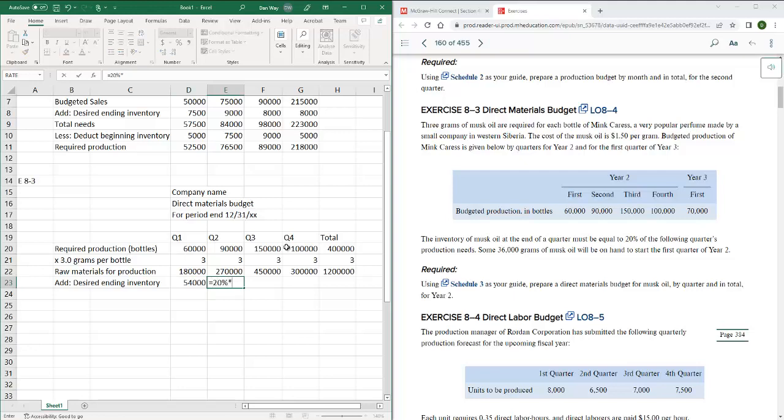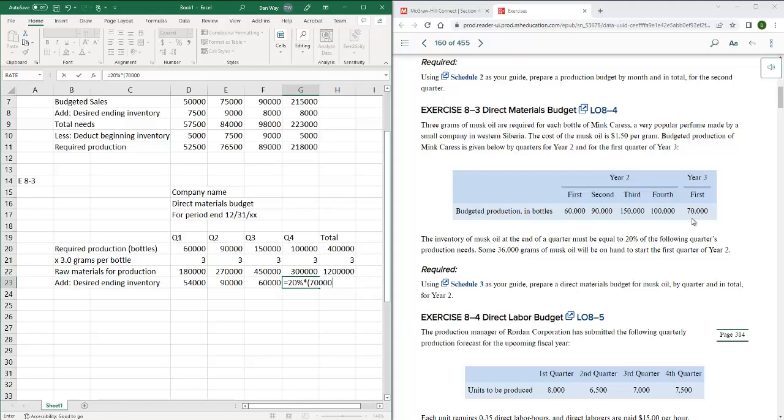Q2, we want to have 20% of Q3's needs, so the 450,000 grams. Q3, we want to have 20% of Q4's of 300,000. And then Q4, we want to have 20% of Q1 of the following year. So I'll do this in a step and a half here.